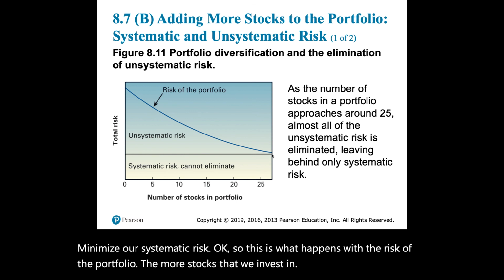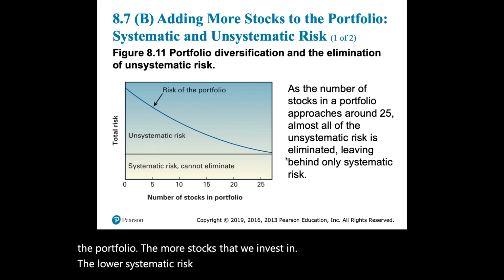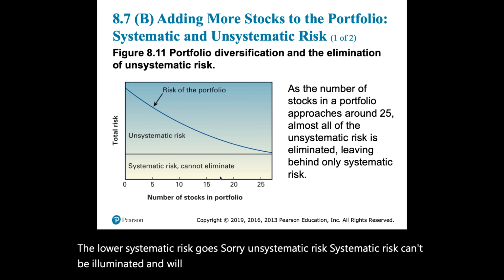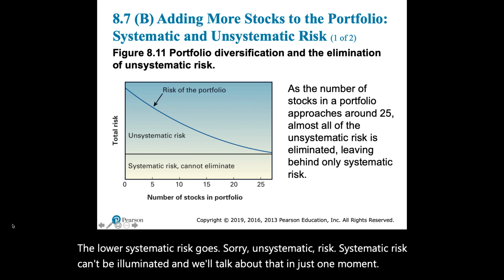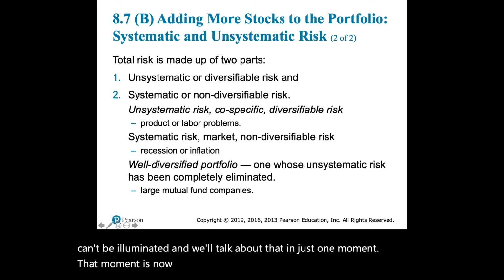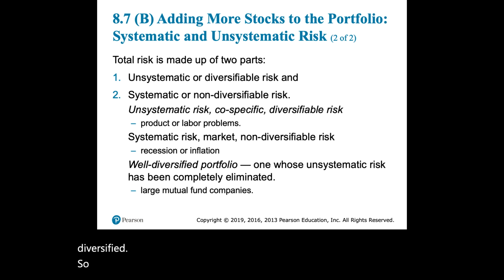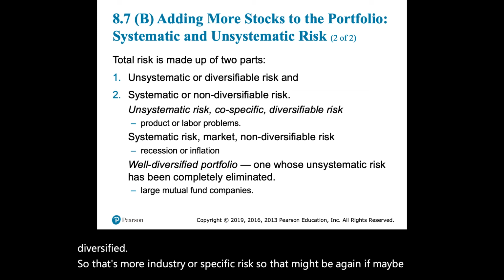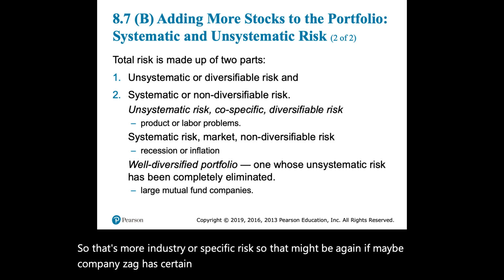Well, that moment is now. So, again, unsystematic risk is risk that can be diversified. So that's more industry or specific risk. That might be, for example, if company Zag has certain environmental risk issues. So maybe company Zag is an oil company, and then company Zig might be an electric company. So company Zig might not have the same type of risk associated.